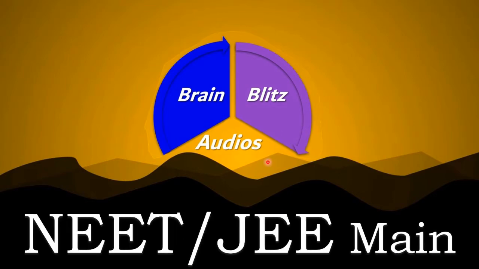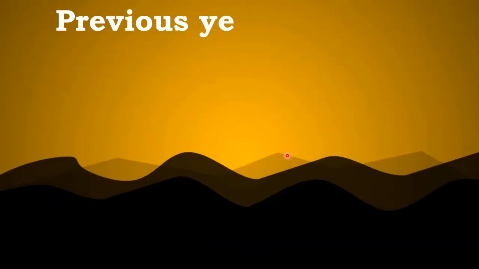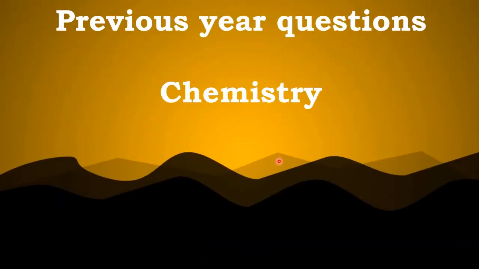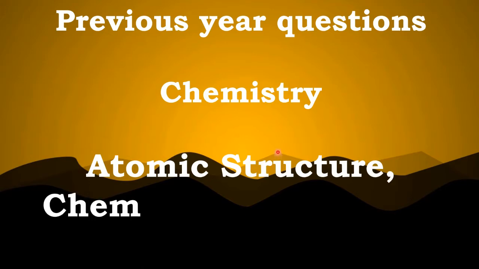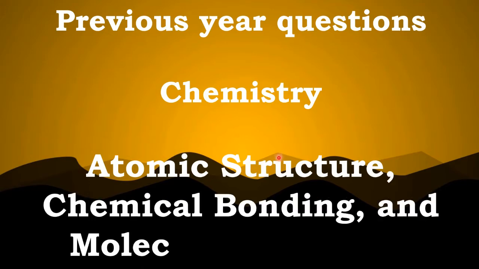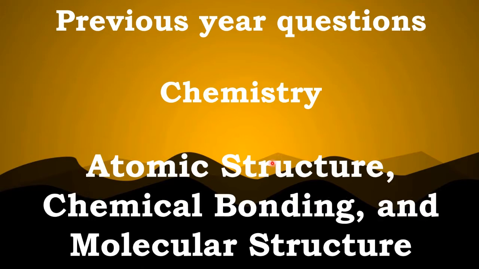Today in this episode of NEET/JEE-Main, we're going to be looking at previous year questions of chemistry asked in medical and engineering entrance exams in India. Today we're dealing with another important unit in chemistry. The name of this unit is Atomic Structure, Chemical Bonding, and Molecular Structure. This is similar to the fourth chapter in the grade 11 syllabus for chemistry in CBSE. The name of that chapter is Chemical Bonding and Molecular Structure.